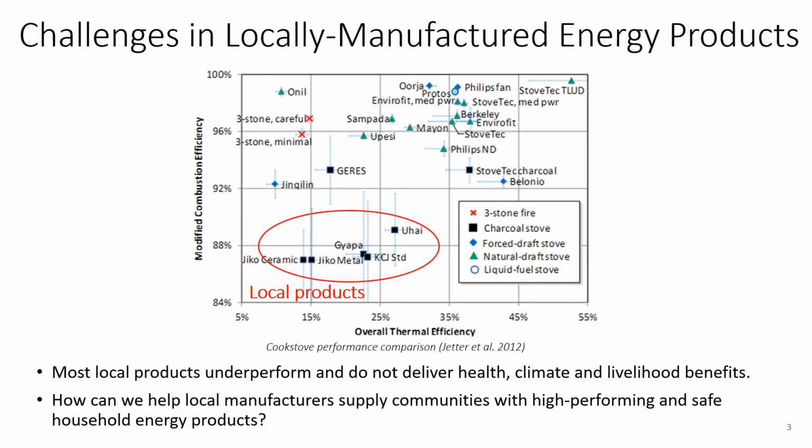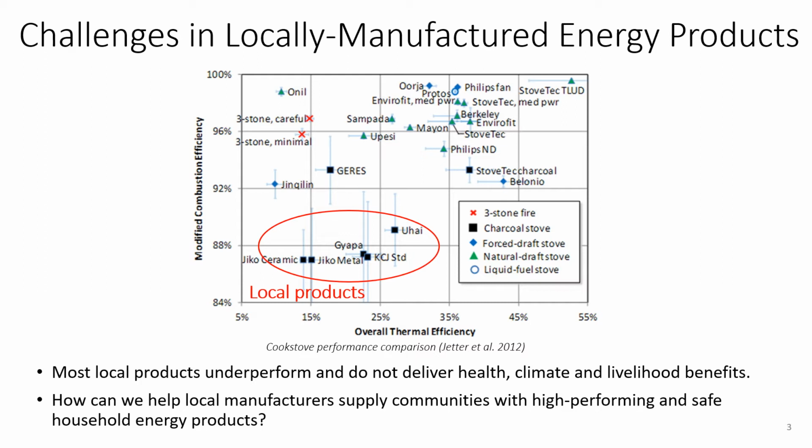Laboratory testing of several common cooking solutions by the US EPA shows that local products generally underperform compared to higher performing and more expensive products. Despite this, local products continue to be the most widely used by low-income families.